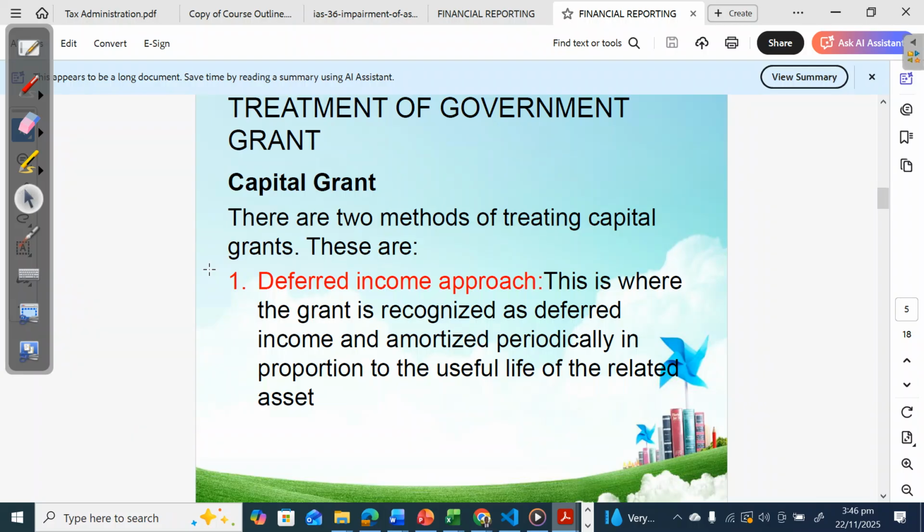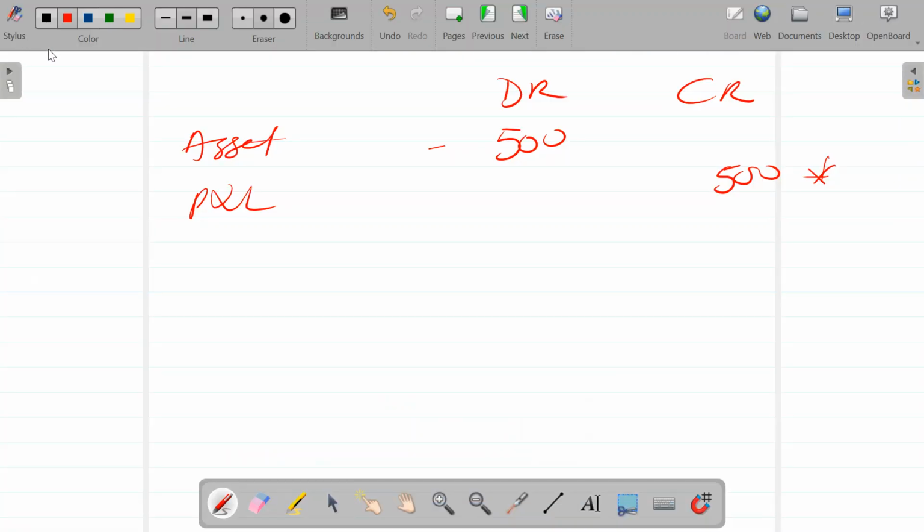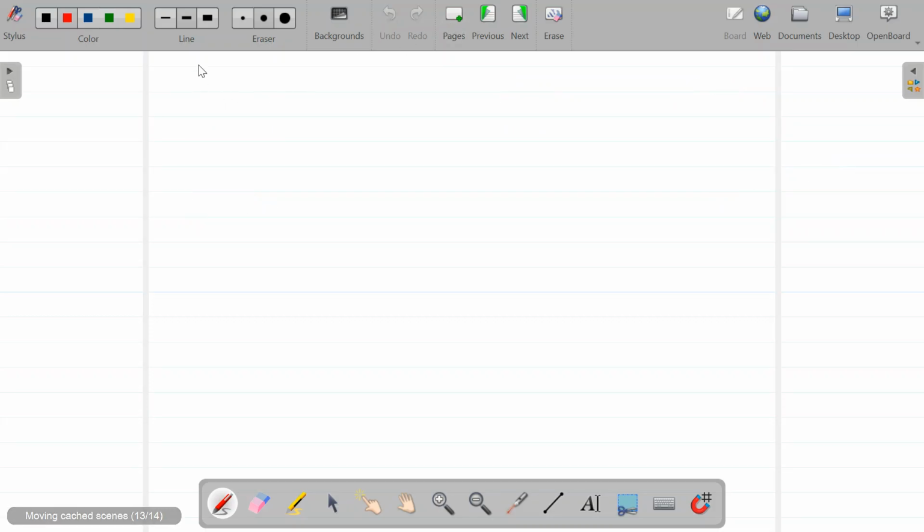Okay. Now let's look at treatment of government grant. We are starting with the capital grants. Now let's use an example to help us understand. Let's say ABC Limited. This ABC Limited is into cocoa processing.